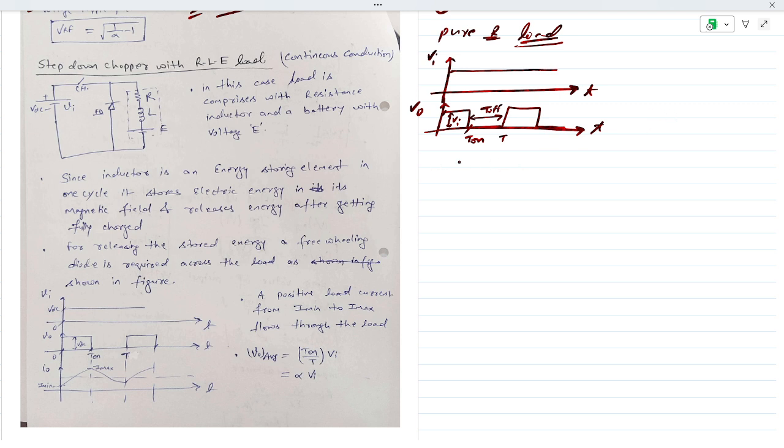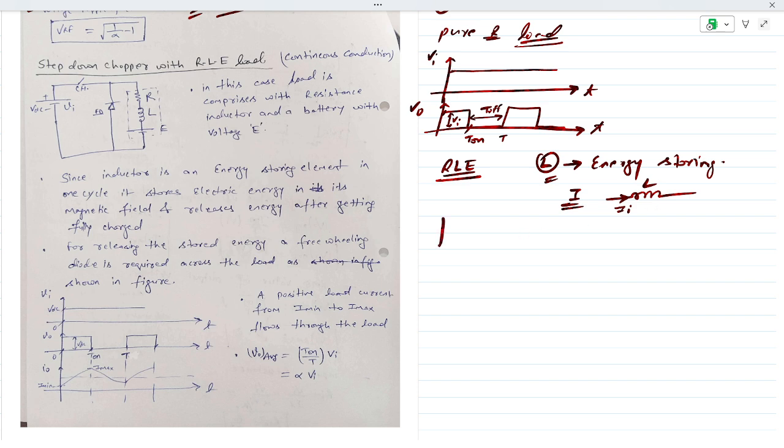Now, when the nature of load is RLE, this is the special case. L is an energy storing element, so if it is present in the load, what does it do? L stores energy in the form of magnetic field, and it does not allow sudden change of current which is flowing through it. And after getting fully charged, it will try to find a path to discharge itself.